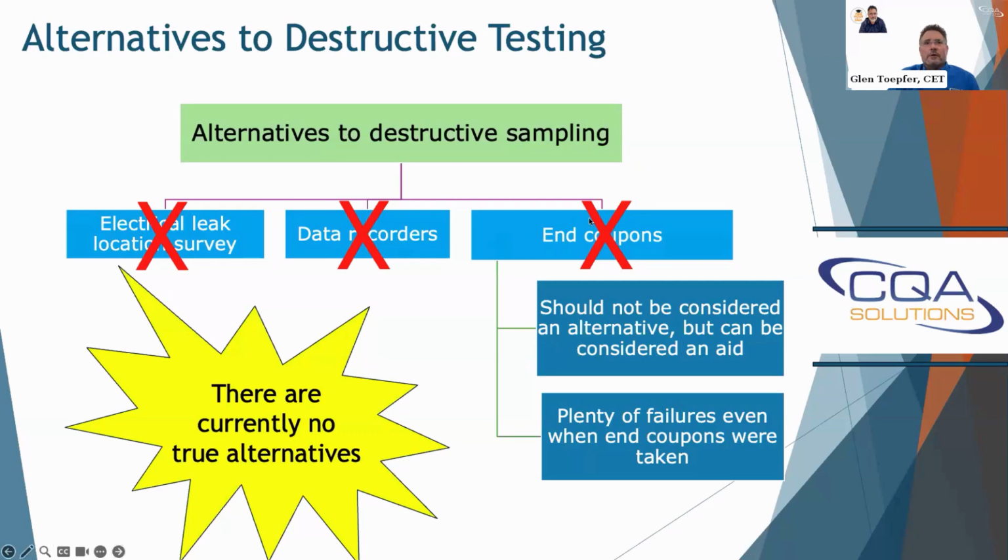End coupons aren't a replacement, but they should be considered an alternative that can be used as an aid. Not an alternative, but as something that can be used as an aid. And I've seen plenty of failures happen even when end coupons are taken and passed. So they're not foolproof, and none of these other things are either.